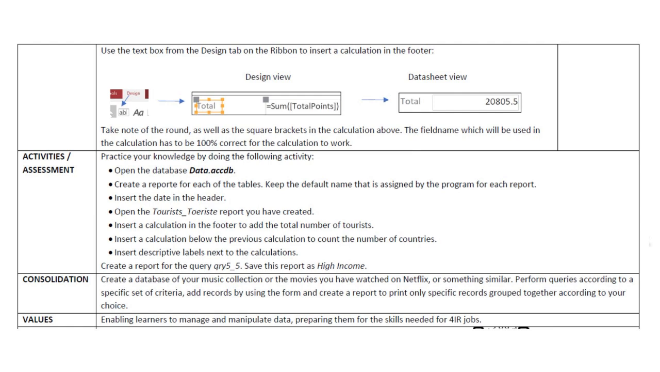Consolidation: create a database of your music collection or the movies you have watched on Netflix, or something similar. Perform queries according to a specific set of criteria. Add records by using the form and create a report to print only specific records grouped together according to your choice. Values: enabling learners to manage and manipulate data, preparing them for the skills needed for 4IR jobs.